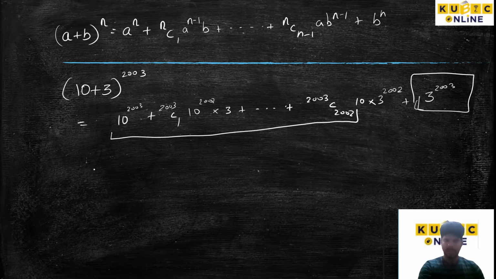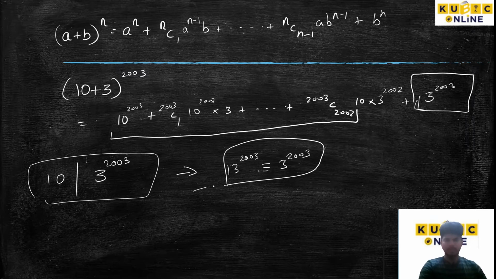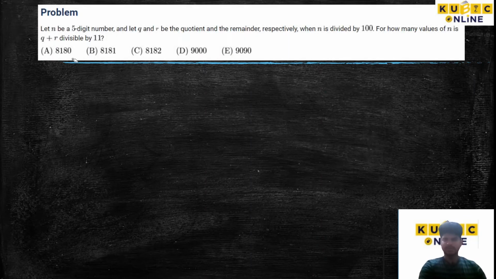So what is the remainder when 10 divides 3 to the power 2003? So basically we simplified it: 13 to the power 2003 is the same as 3 to the power 2003, which could be easily done by mod as well, and this answer we know will come as 7. Okay, so let's move on to the next question.